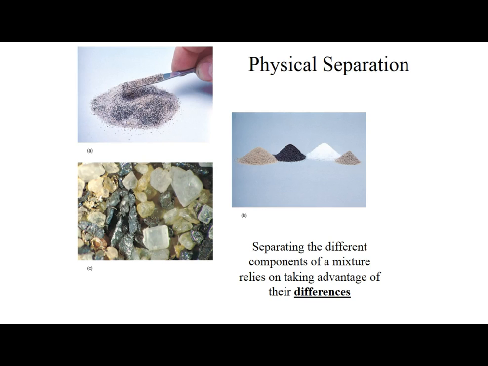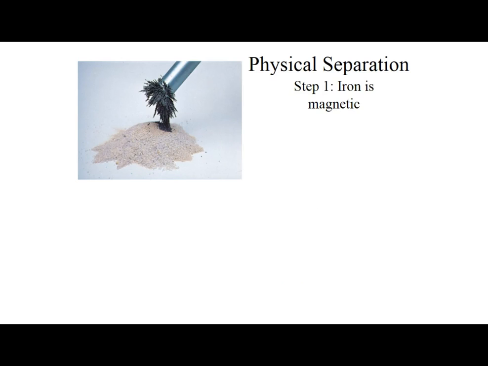So if we wanted to separate this and form the separate components that you see in B on the right-hand side, then what we need to do is do a physical separation that takes advantage of differences in the properties of these materials. So if we think about that, the most significant difference and probably the easiest first step in this separation would be to separate the iron. So if you think about what's different about iron than the other three substances, iron is ferromagnetic. It is attracted to a magnet.